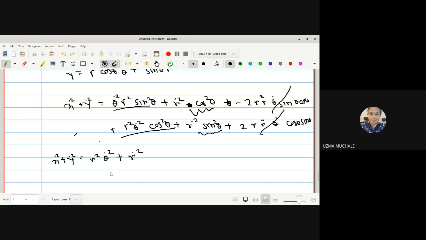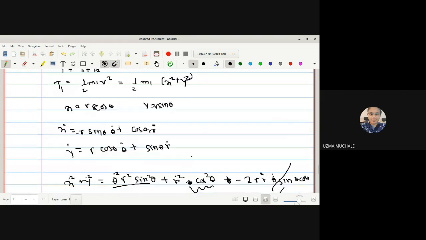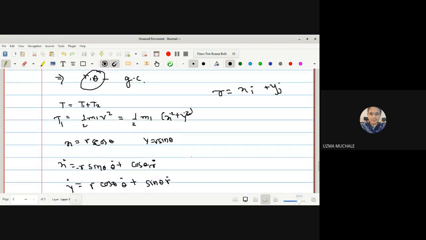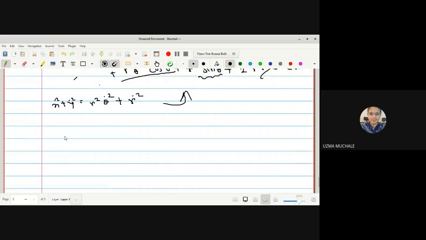What is x dot square plus y dot square? Now substituting in the above equation, in the equation of T1. Then T1 is equal to 1 upon 2 m1, and in place of x dot square plus y dot square, here we get r dot square plus r square theta dot square. That is T1. Similarly we can write the value of T2 as 1 upon 2 m2 times L minus r dot square.